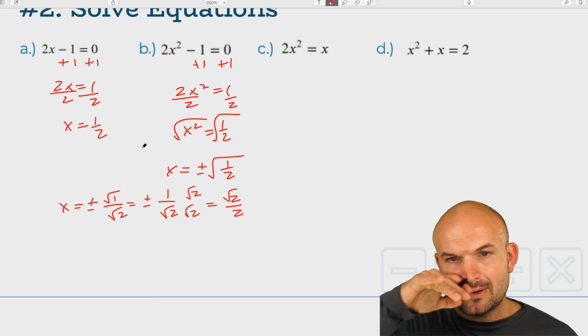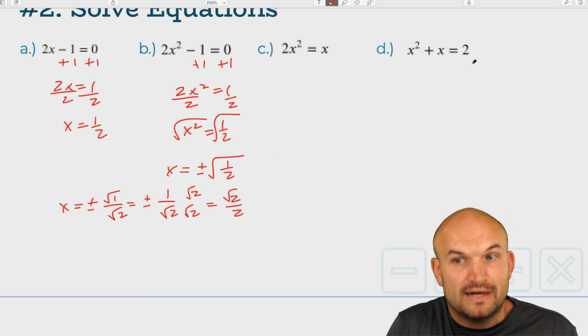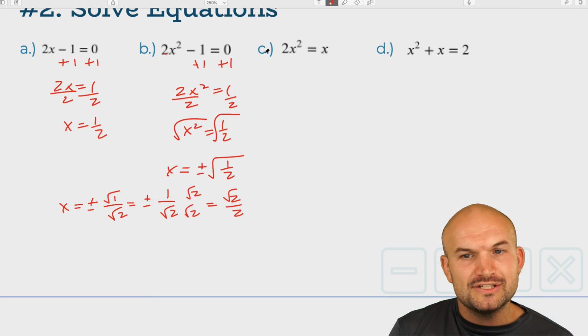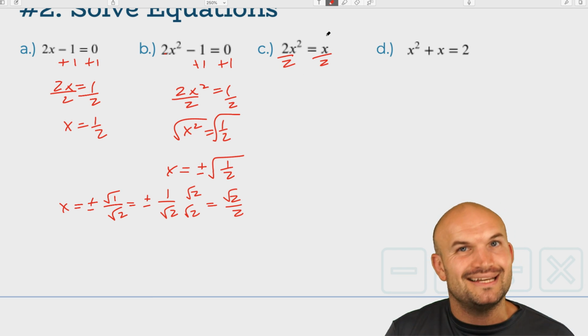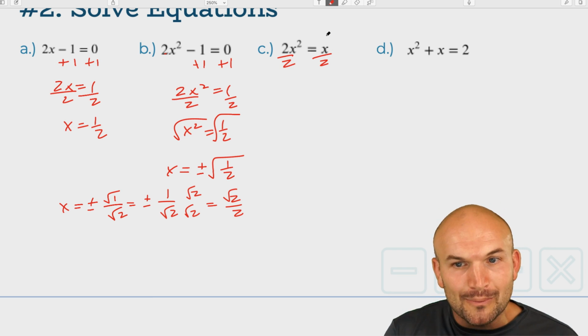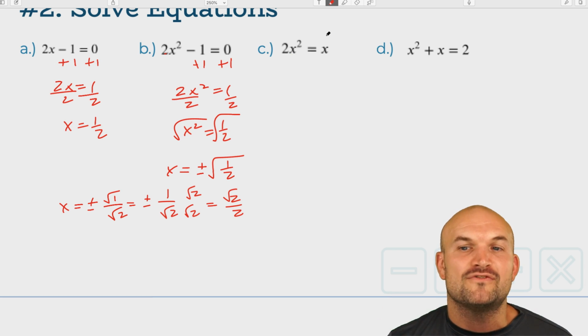The important thing is most students are okay when there's one variable. But what happens when there's now two variables going on here? Well, a lot of students will make the mistake and they'll say, well, let's just do what we already did and let's divide by 2. And the answer is no, don't do that. We have two variables. We have to come up with a different method for solving.